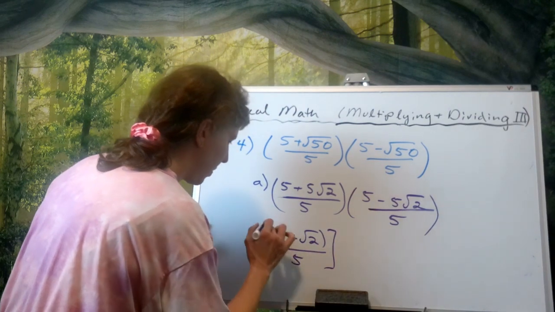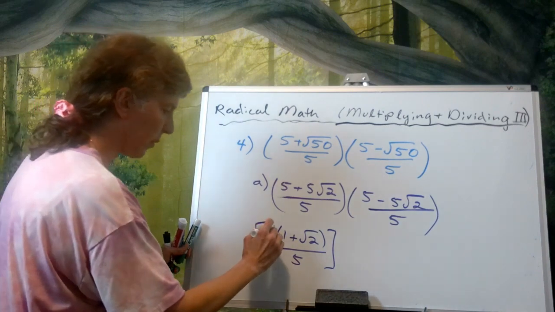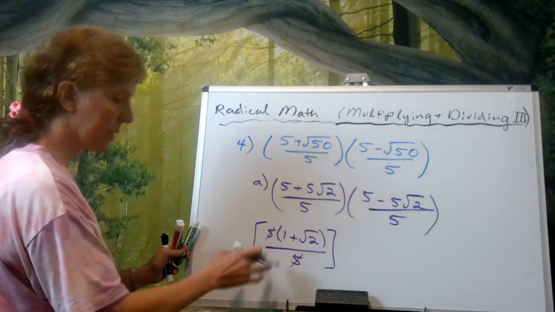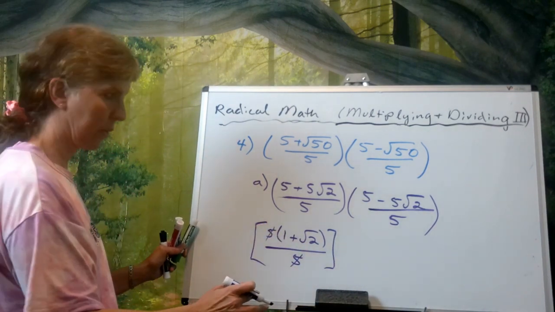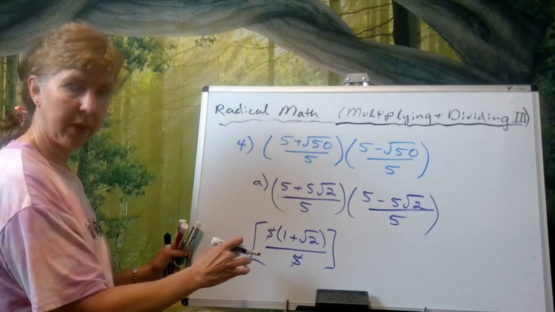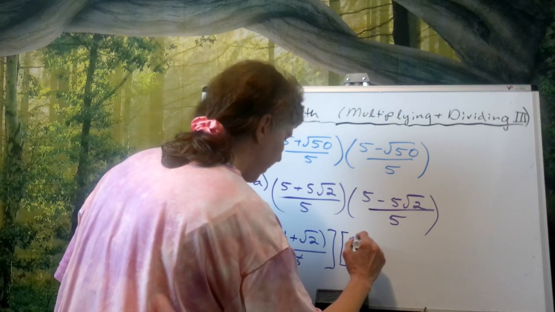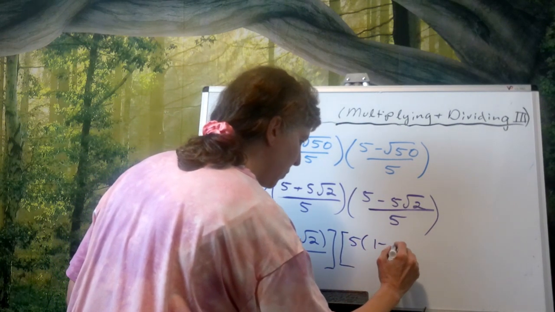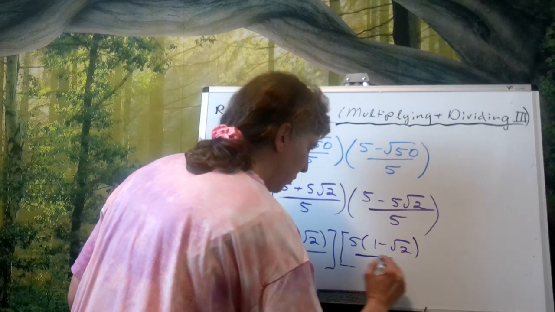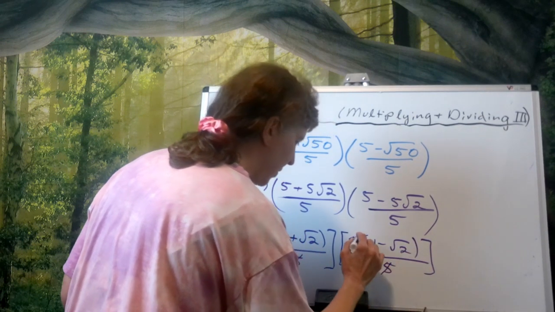And I wanted to do this example partly for this reason. The 5 over 5 can simplify because this is now multiplied. All right? Don't lose your 1 when you're pulling out the GCF of 5. So I'm going to do it again on this one. If I pull out a 5, I get 1 minus root 2 over 5. And again, the 5's simplify.